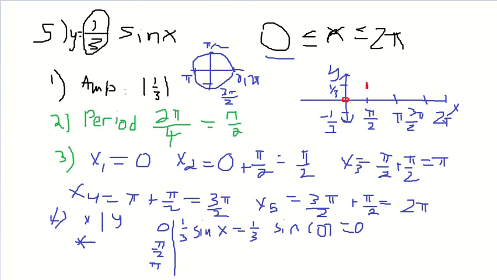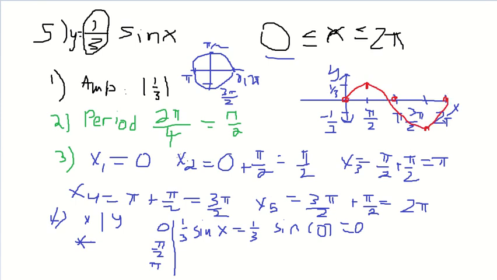At pi, you should have 0. At 3 pi over 2, it's going to be at negative 1/3, and then it goes back to 0. And then the last part you do to finish this problem is connect the dots, and then that's your sine function.